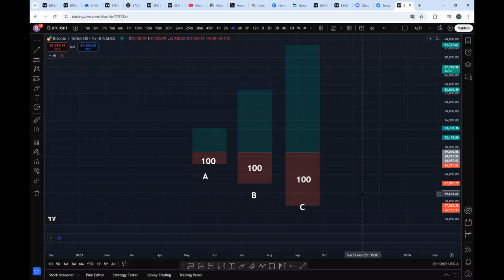So what I first want to start off with is that we have these three possible long setups. We have trader A, B and C, and on every trade the trader is risking $100. And my question to you is, which trader is going to make the most amount of money? Is it trader A, B or C?